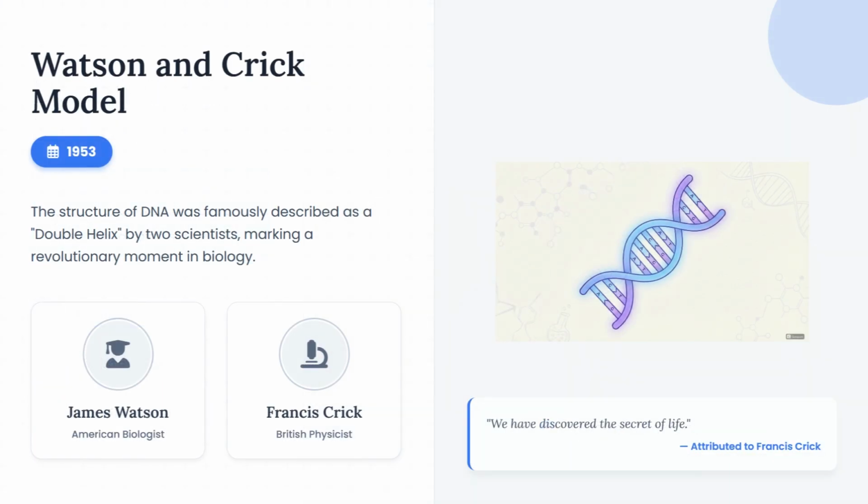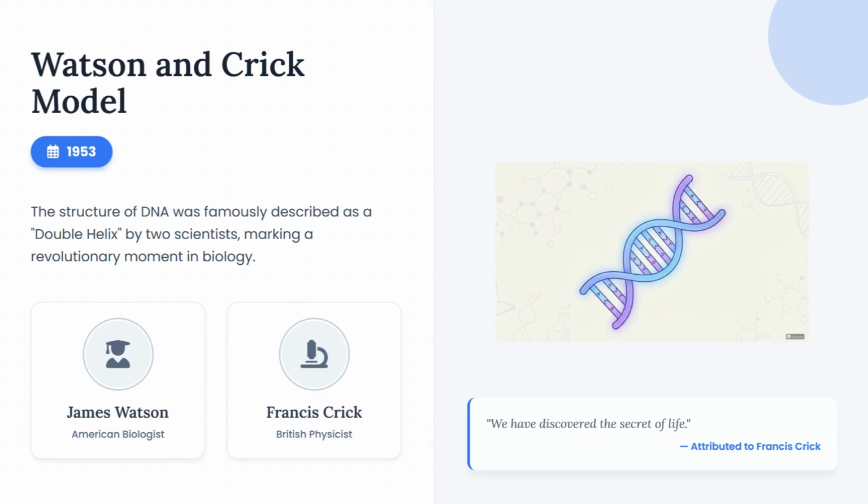Let's acknowledge their work. The slide is titled Watson and Crick Model with the year 1953. It says, the structure of DNA was famously described as a double helix by two scientists, marking a revolutionary moment in biology. It names James Watson, an American biologist, and Francis Crick, a British physicist. There's a quote, "We have discovered the secret of life," attributed to Francis Crick. This was a landmark here.